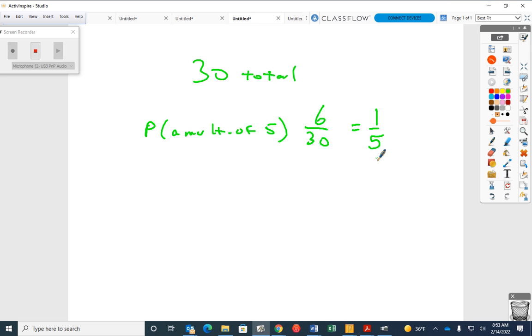Okay, look at the next one. There is a word here that means something. This word or. If I said Elijah gets $5 if I flip a heads or a tails, is that good for Elijah?